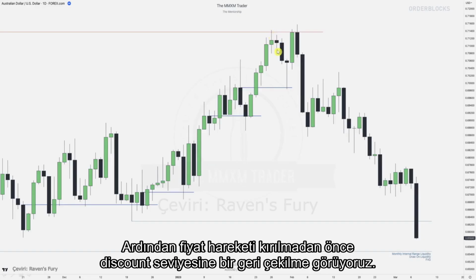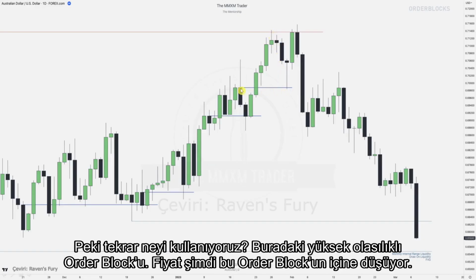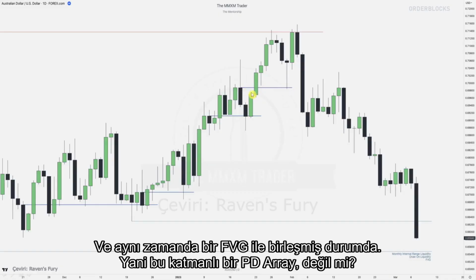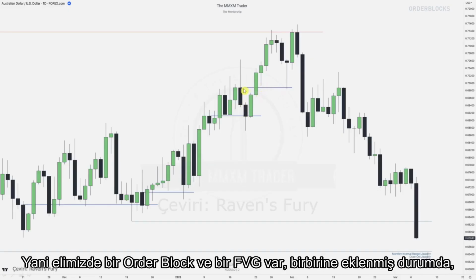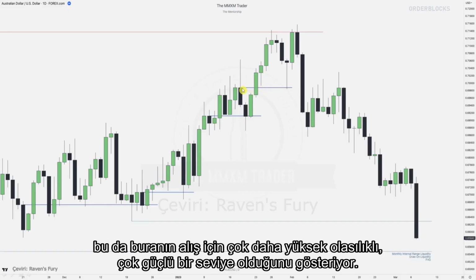Now we see a retracement back into discount, and what are we using again? We're using this high probability order block over here. Price is dropping into this order block. Now it's coupled up with a fair value gap also. So this is a layered PD array, right? So we have an order block and a fair value gap coupled up with each other, making this even more high probability that this is a very good level to buy from.